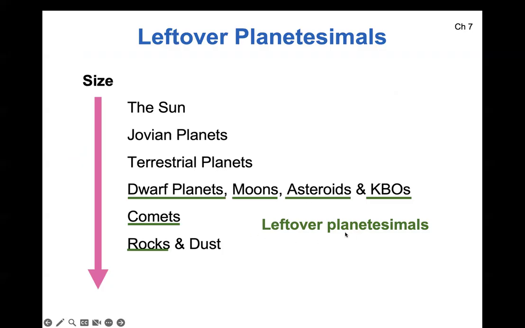So, in support of the theory of planetesimals, as well, I should say, the idea of planetesimals as part of our theory of solar system formation, was that there are leftovers. Well, these are all good candidates for leftover planetesimals: dwarf planets, moons, asteroids, KBOs, comets, and just rocks. All right.